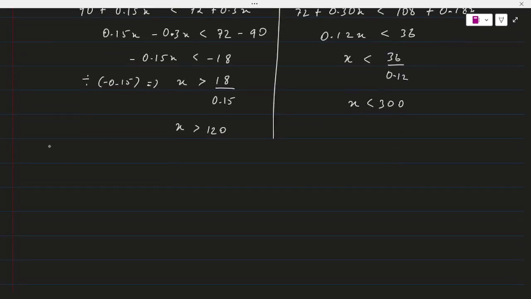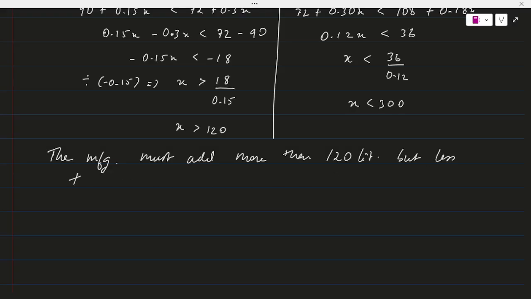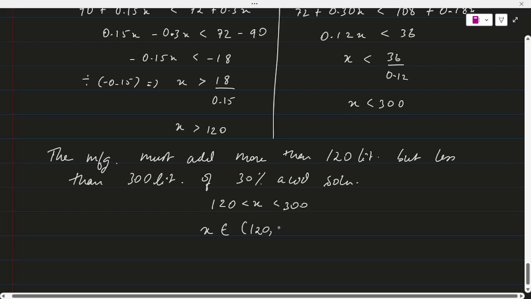That is, the manufacturer must add more than 120 liters but less than 300 liters of 30% acid solution. In mathematical terms, we can write it in the ascending form as 120 less than X less than 300, or X belongs to (120, 300). That's the answer.